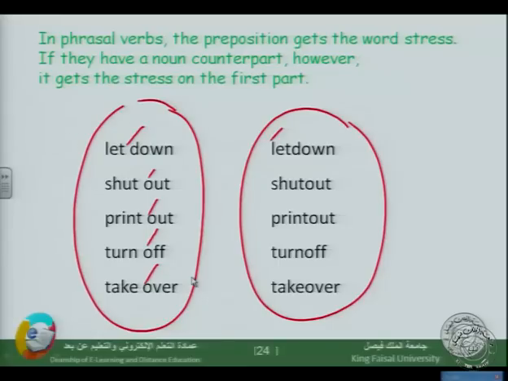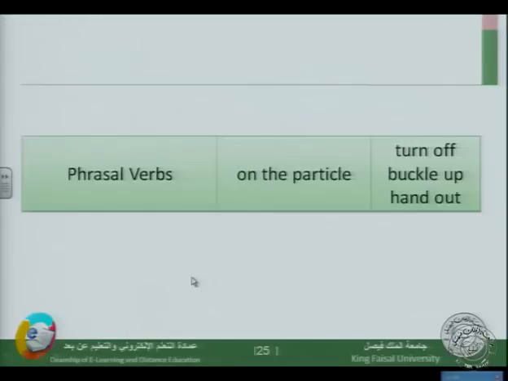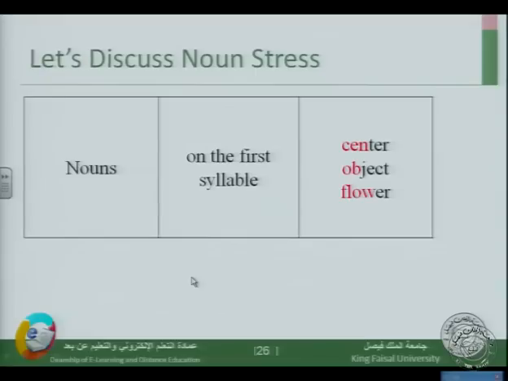So this is very important, to differentiate between the phrasal verb and the noun phrase, and where to put the stress. In this case, the noun: shut out, print out, turn off, take over. So all of these are nouns, counterparts for the phrasal verbs on the left. For the phrasal verbs, we put the stress on the particle. The particle is what we mean by prepositions. Okay, turn off, buckle up, hand out.